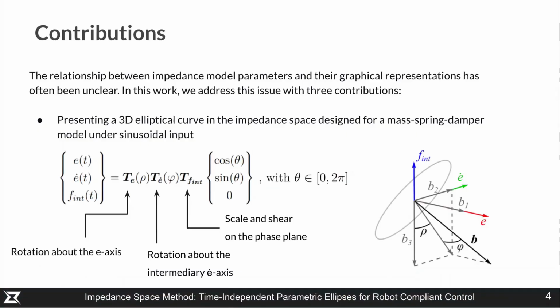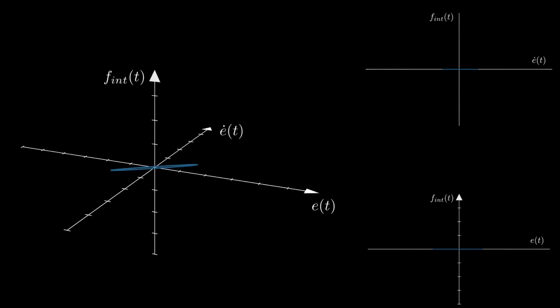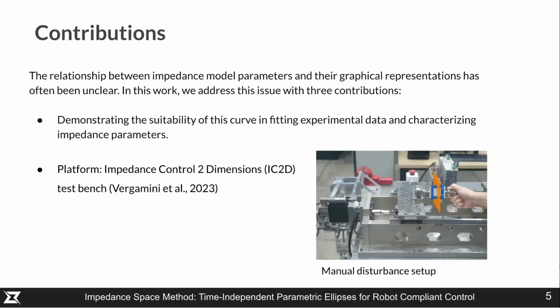Presenting a three-dimensional elliptical curve in the impedance space, designed for a mass spring damper model under sinusoidal input. The mass spring damper model under periodic input has a planar elliptical trajectory. The trajectory plane normal vector is not time-dependent, demonstrating the suitability of this curve in fitting experimental data and characterizing impedance parameters.